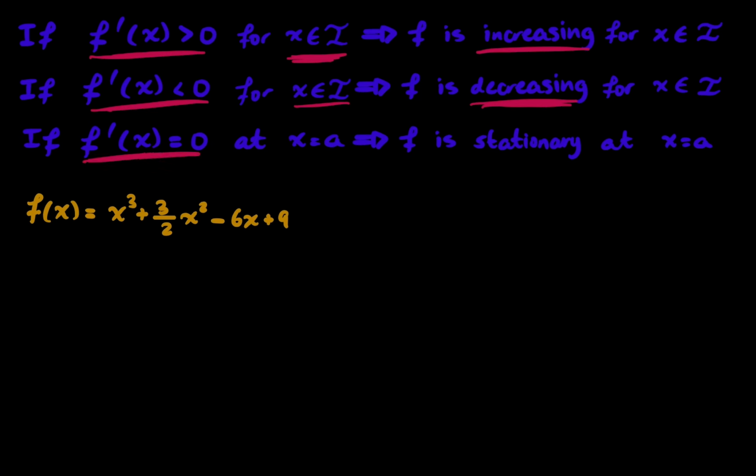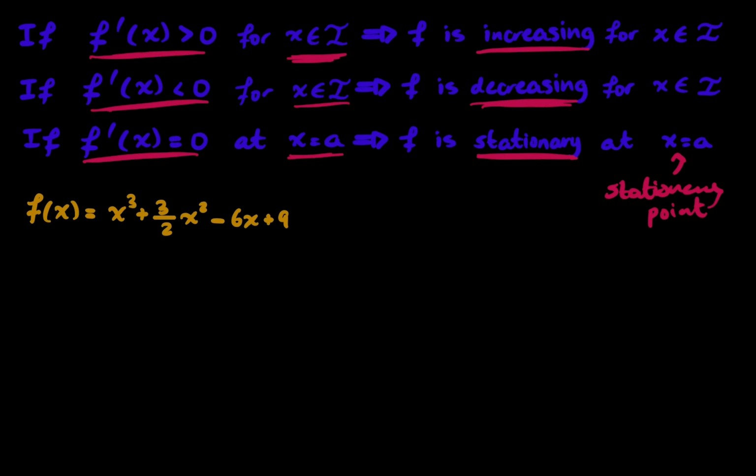And if f'(x) is equal to 0, and this obviously has to be at a particular point, x equals a, then that tells us that f is stationary at x equals a, and we would refer to this particular point as a stationary point. It's actually crucial that I make a small correction from the previous video where we talked about critical points.